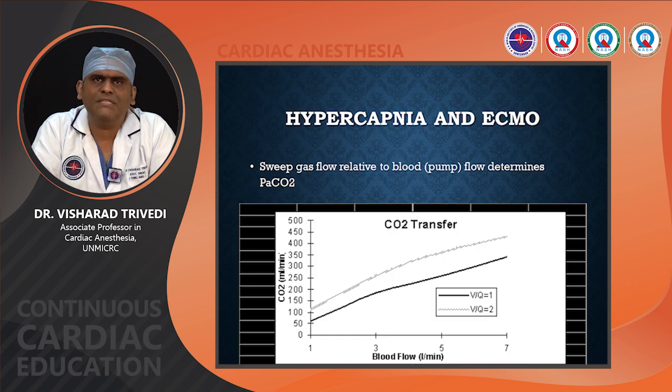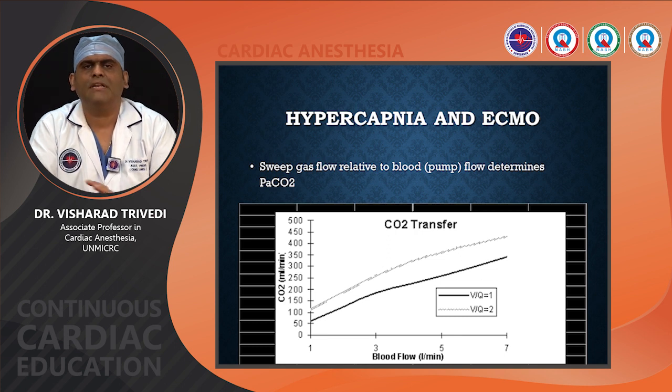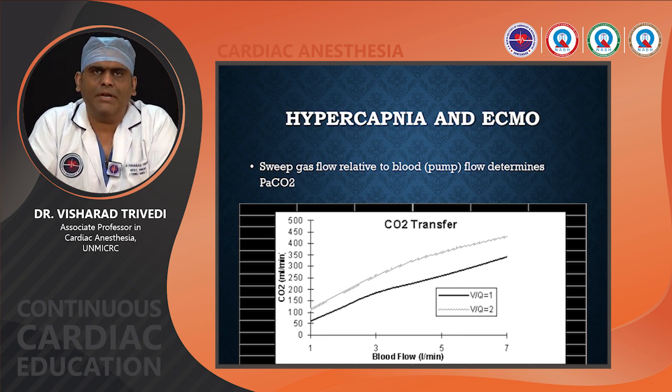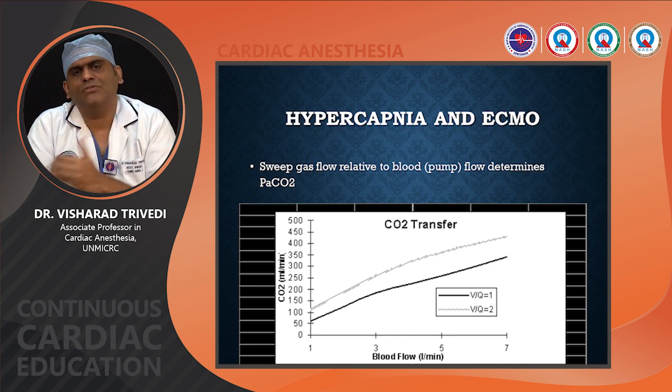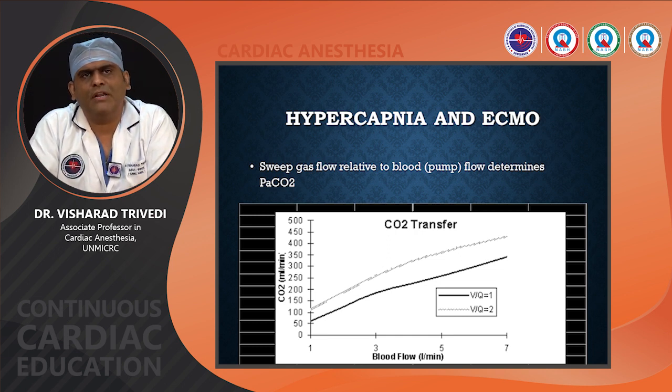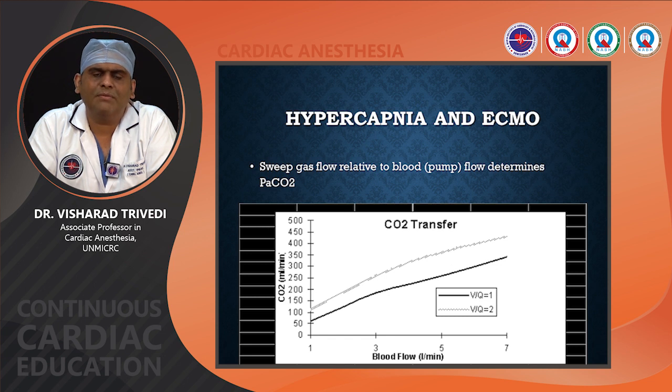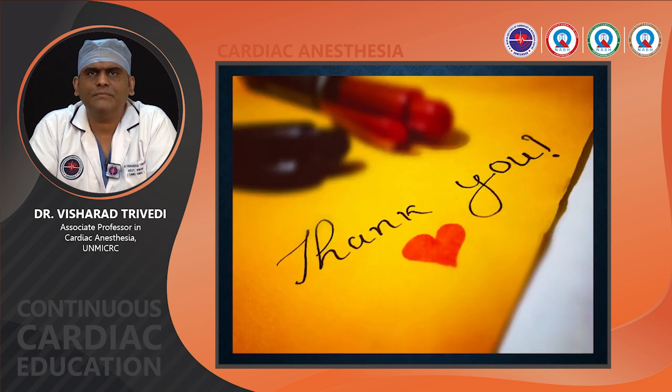For CO2, this is again very important. Sweep gas flow has a direct relation with the CO2 level in the blood. So as you gradually increase the sweep gas flow, your CO2 will fall. This is again a chart presentation of that. Initially you need to increase the sweep gas flow just to maintain the CO2 around the 45-50 level. You have to start the sweep gas flow at 1:1 with ECMO flow, and if required you can go up to 1:15 as well. Thanks a lot.